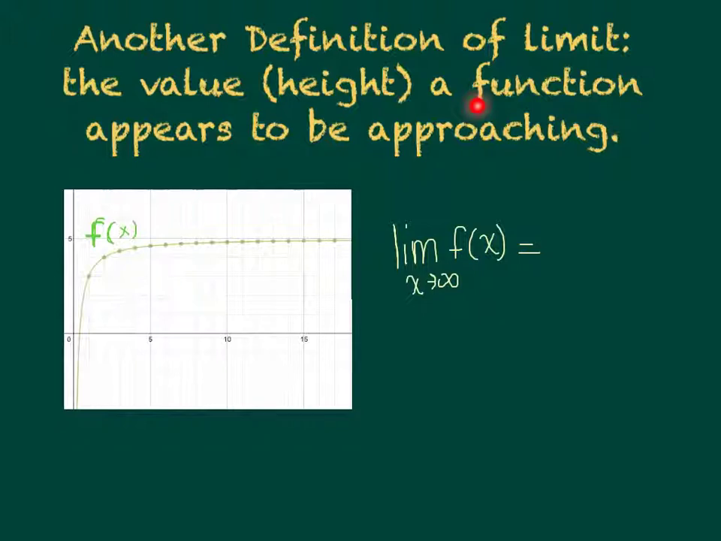So if we look at this graph of f of x, we see that as x approaches infinity, so x goes towards infinity, going all the way to the right, the height of the function is appearing to approach 5. We know it's never going to hit 5, but it appears to approach it. So the limit of f of x as x approaches infinity is 5.